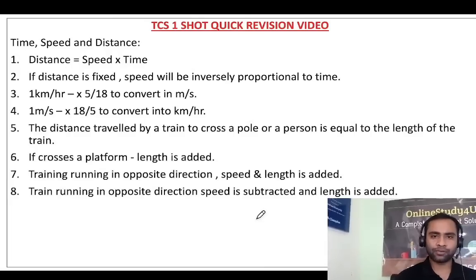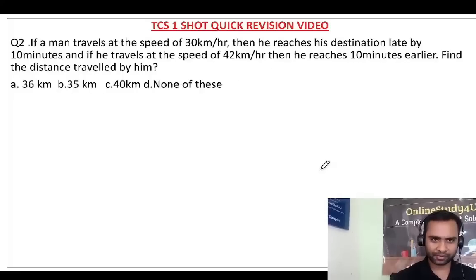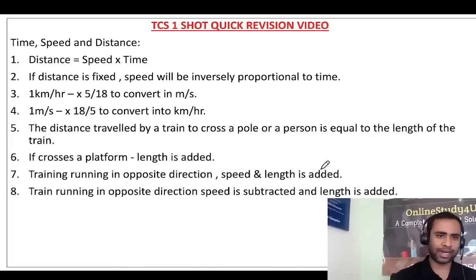Okay. Now we are left with time, speed and distance, and then mensuration, and also probability, permutation and combination. We will try to have one more session. But for the time being, I'm just quitting with these formulas.